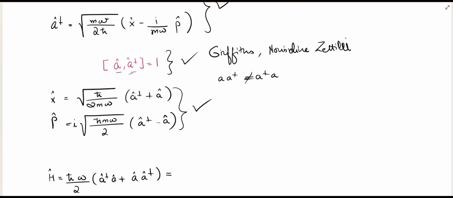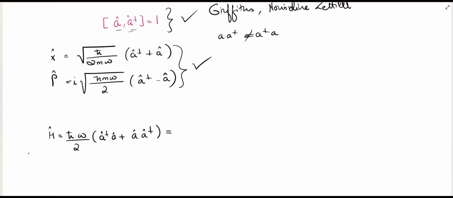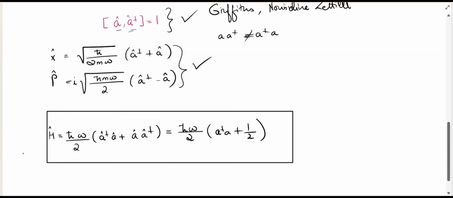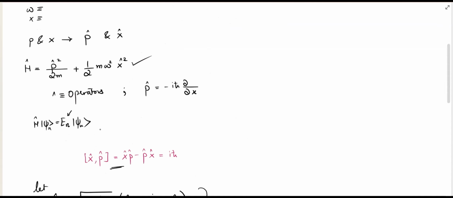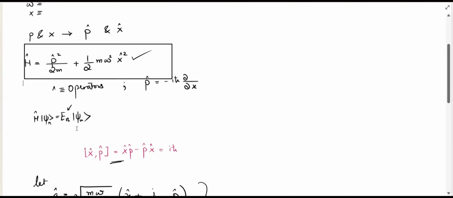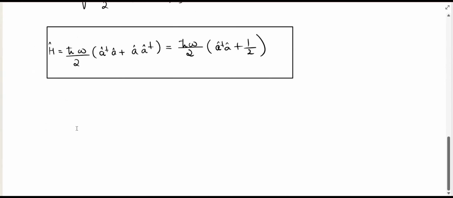So if you take care of the commutator rules and everything, you will reach this particular form. And by again using the commutator rule, you can also see that this is equal to a dagger a plus half. So this is the energy of the quantum harmonic oscillator in terms of the creation and annihilation operators. And this is the same thing, the energy operator for the quantum harmonic oscillator in terms of the position and momentum of the harmonic oscillator.